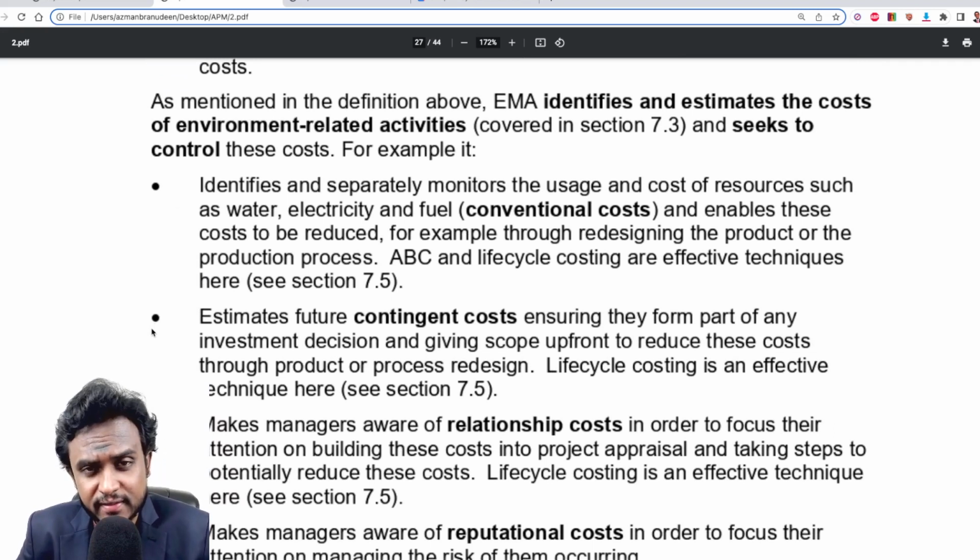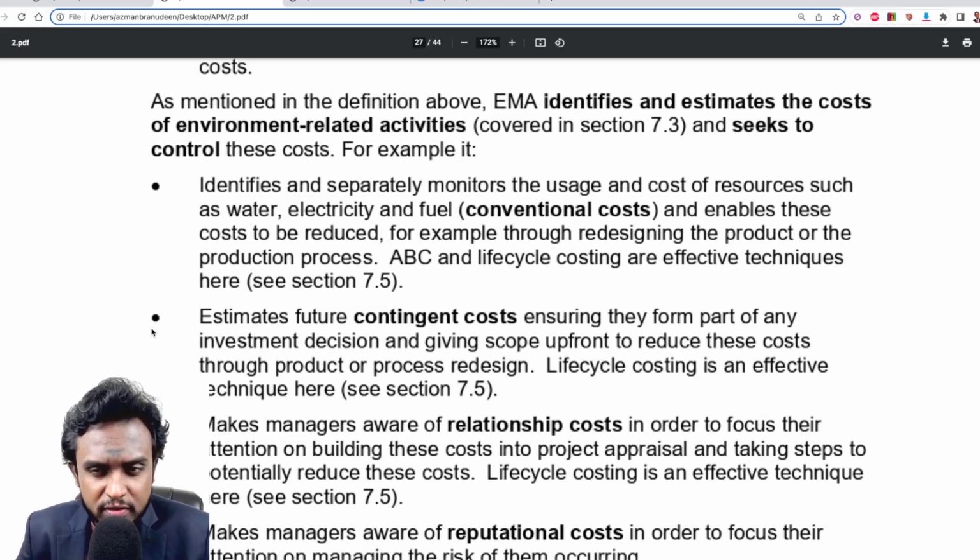And we have already looked at the 4 main types of costs related to the environment. So what in particular happens with respect to these different types of costs by EMA? With respect to conventional costs, we try to identify and monitor the usage and the cost of these resources, and we try to reduce these costs. With respect to contingent costs, we try to estimate the future contingent costs, and we try to ensure that they are taken into consideration in any kind of investments that you consider in that particular scope, so that you know that your entire life cycle is being looked at.